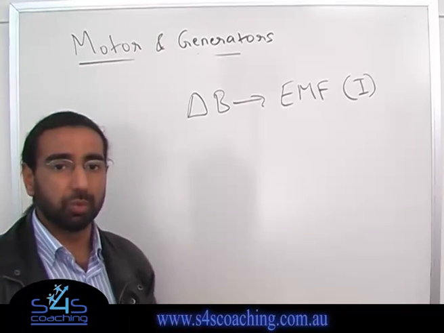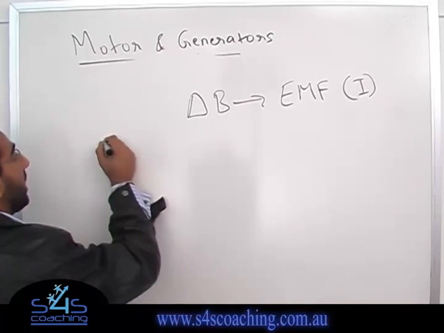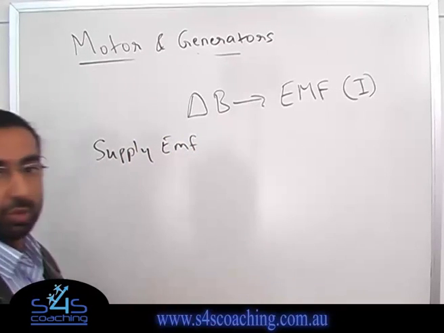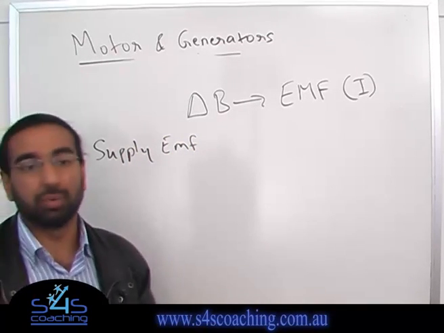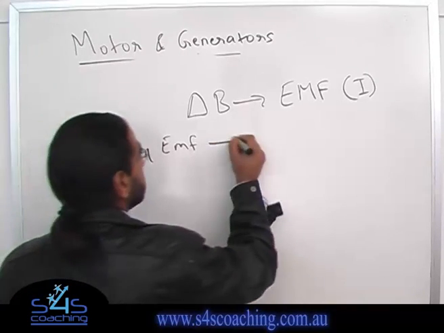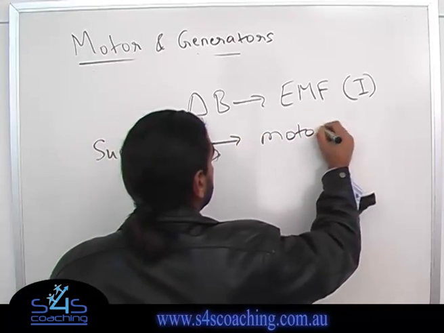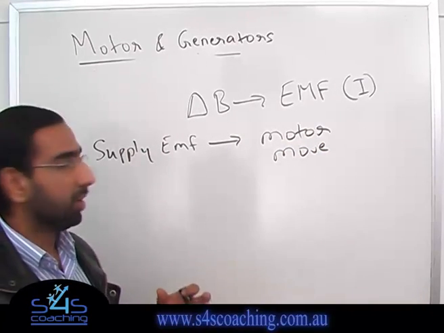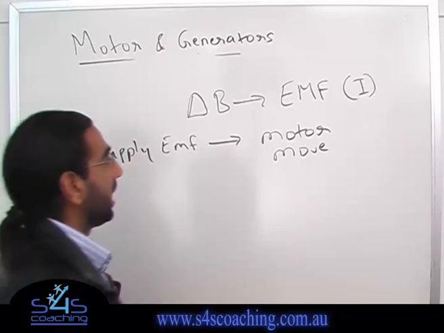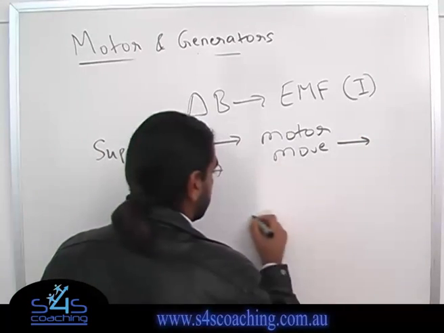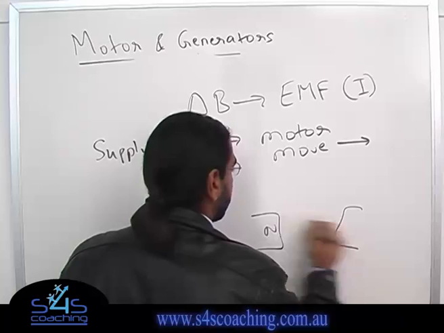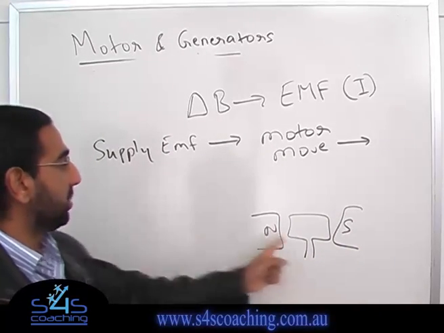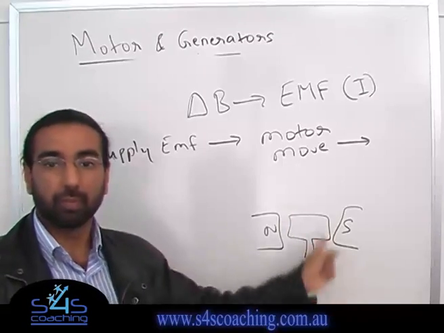Let's consider a simple motor. In a simple motor, I have a supply EMF. So I put in some voltage. Alright, that's coming from the power point. This then causes the motor to move. Now, this is due to the motor effect. Now, the motor is essentially this, right? I have a magnet and I have a coil. So because of the supply EMF, this coil is now moving.